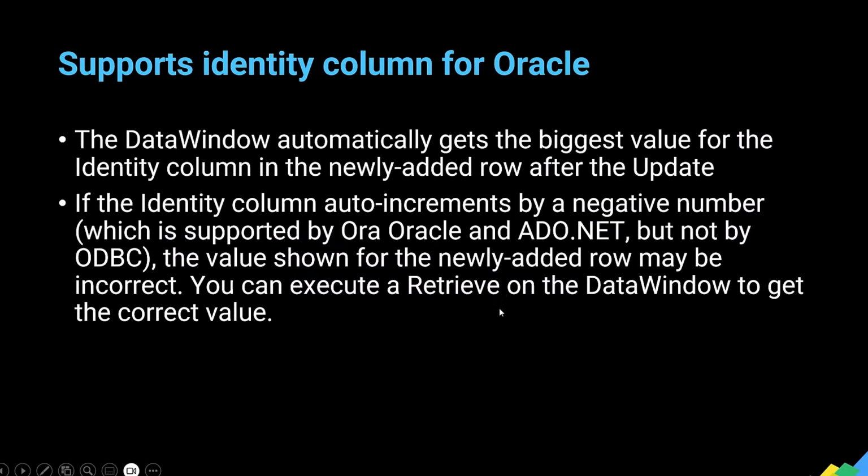You can create an identity column in Oracle that decrements. So you could say, let's start at 1 million and work our way down. That will confuse PowerBuilder, because PowerBuilder is going to look for the biggest value in that column. So it will grab the wrong value and put it in the data window. However, if you do a retrieve on the data window, that will retrieve the correct value. So if you are using decrementing identity columns for some reason, the workaround is that as soon as you do your insert, do a retrieve, and that way you will get the correct value.